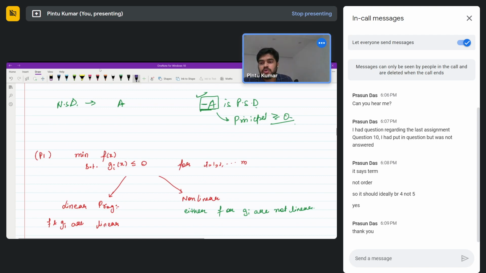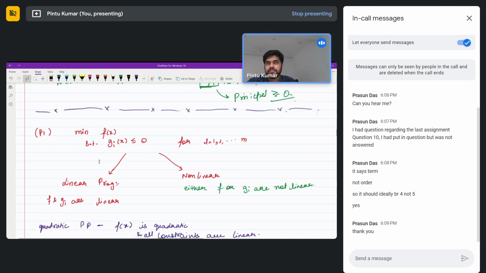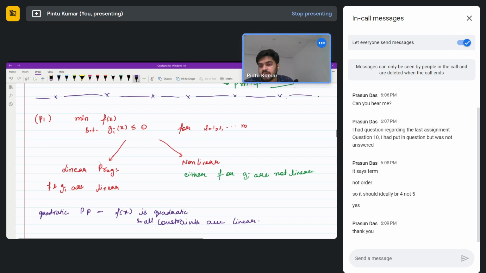Okay. So we now know how to solve unconstrained optimization. Now let's look at two broad ways to bifurcate any optimization problem. The first way is using linearity. Let's say you have some optimization problem, let's call it P1, that is, minimize some f of x subject to your constraints that gi of x is less than equal to 0.